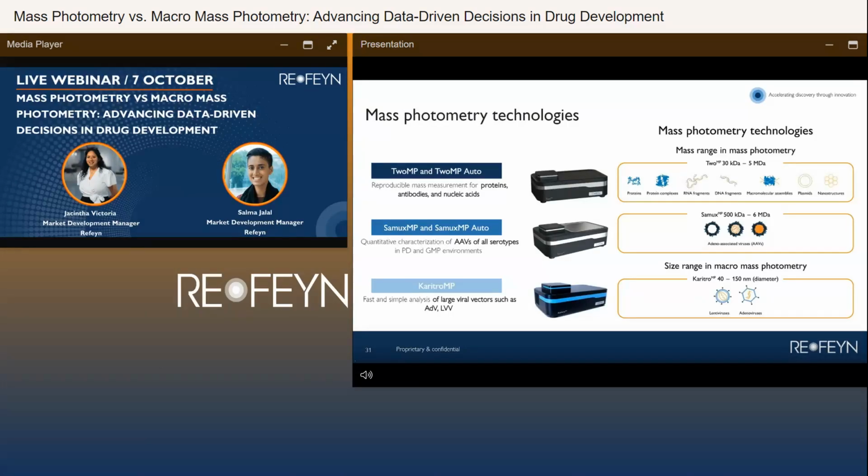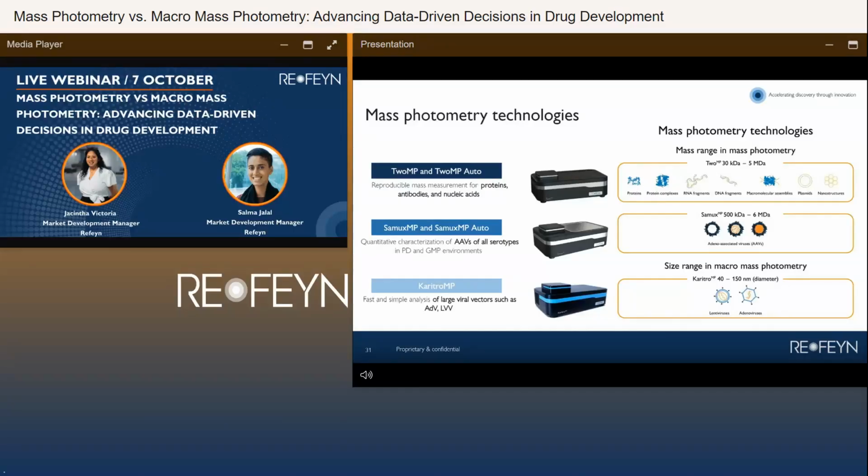So to quickly wrap up, but also introduce our different instruments in our portfolio. So we have two mass photometers. We have the 2MP and the SAMX MP. Both of them have the manual and the automated versions. So they cover different mass ranges as seen on the right.